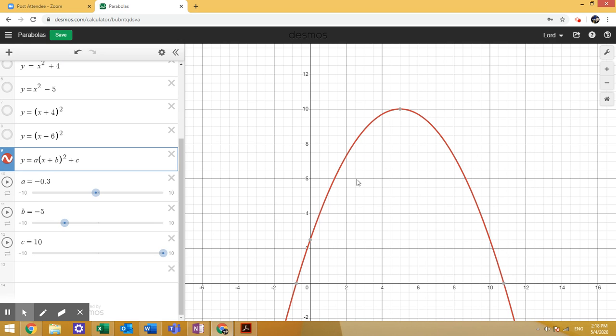So my last description, this is a parabola. It's an inverted upside down parabola. And the turning point here is at 5, 10. The y-intercept is at 2.5. My two x-intercepts are at -0.774 and 10.774. Okay, so those are some of the features of my graph.